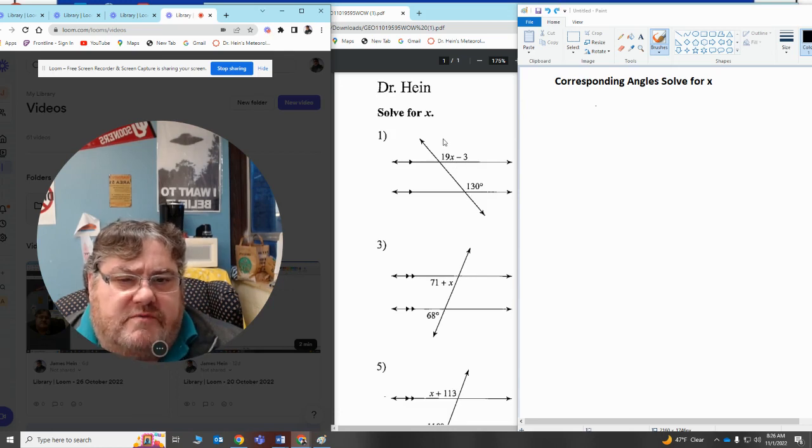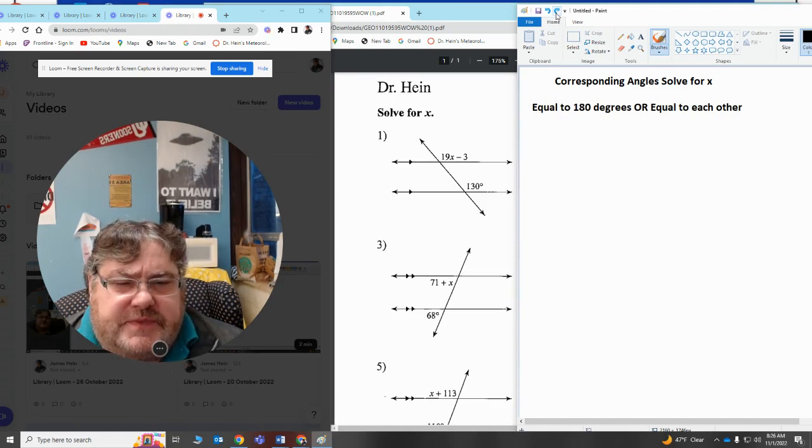Now when we solve for x when given two parallel lines and a transversal, we either make them equal to 180 degrees or equal to each other. In this case, because they're corresponding angles, they're not equal to 180, but yet they're equal to each other. So we simply make one angle equal the other angle, and then we solve for x.